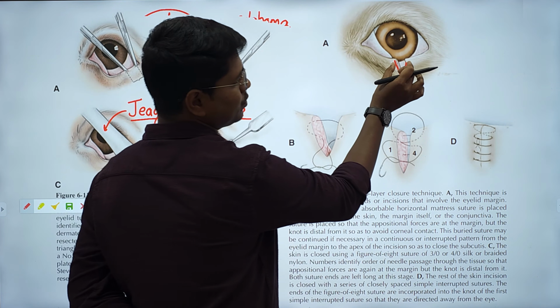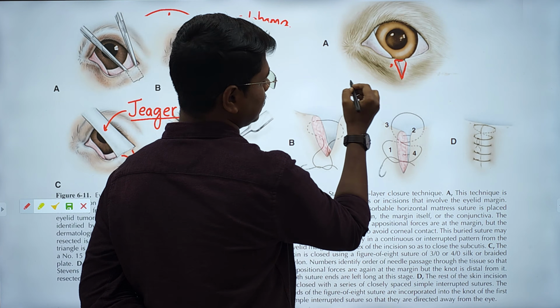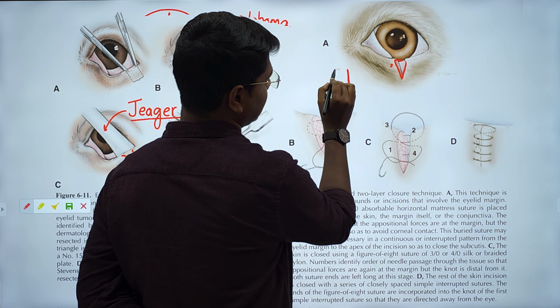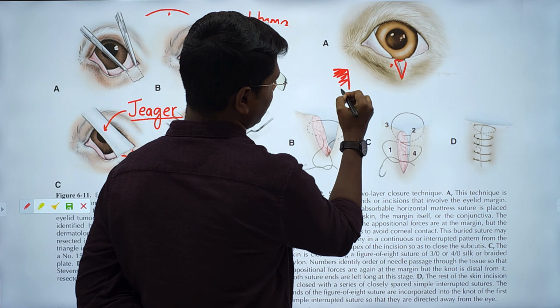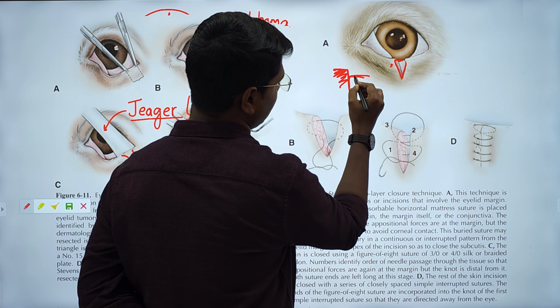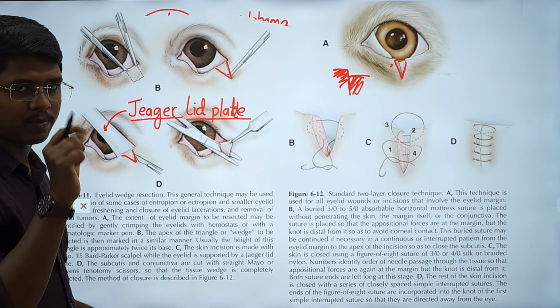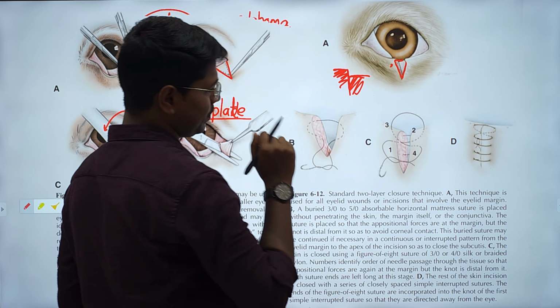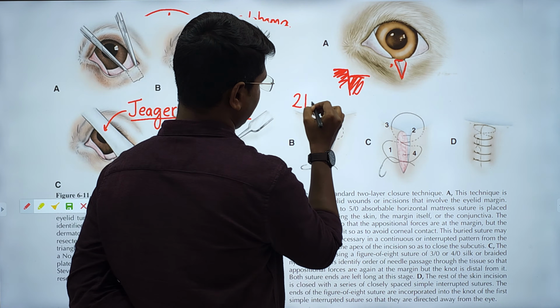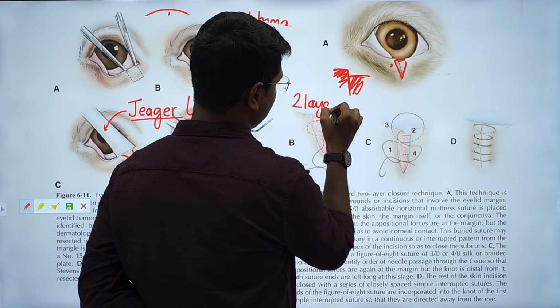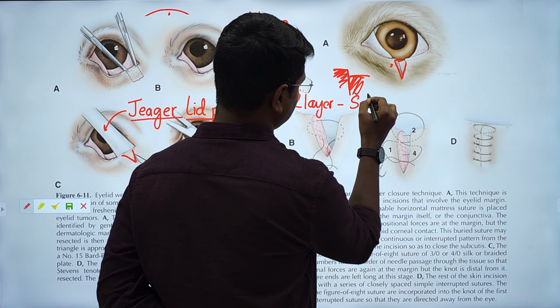Now see, while suturing, it should be correctly apposed. Suppose this length is bigger and you have not apposed correctly, like this you have apposed, then it is a defect. So that is why proper apposition is necessary. Now it should be closed in 2 layers. First one is for subcutis.